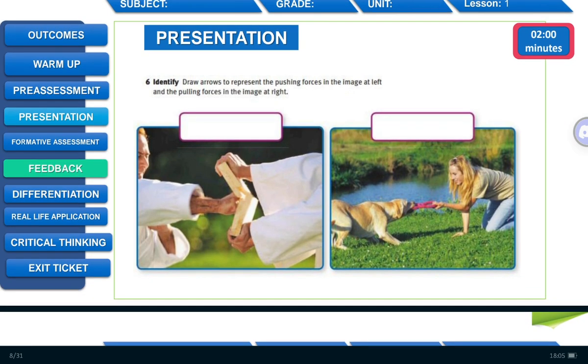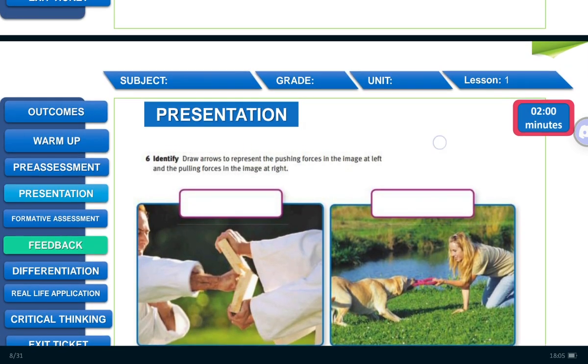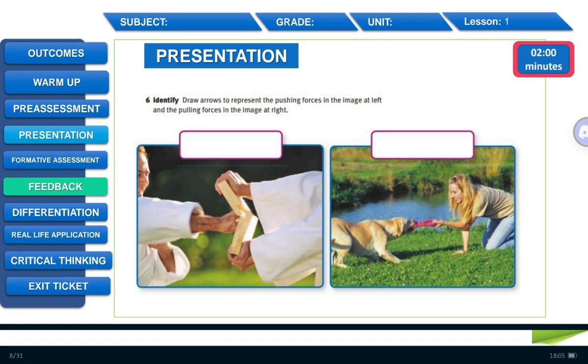Number 6. This is question 6. What happened to all the other questions? Okay. 6. Identify. Draw arrows representing the pushing forces in the image at left, and the pulling forces on the images at the right. Now, on the left side, I'm gonna give you 10 seconds to think.